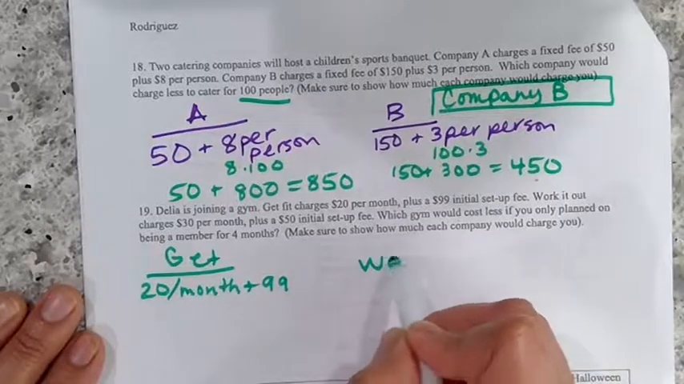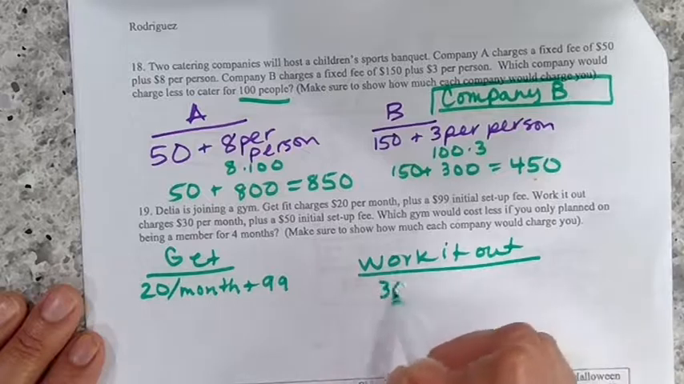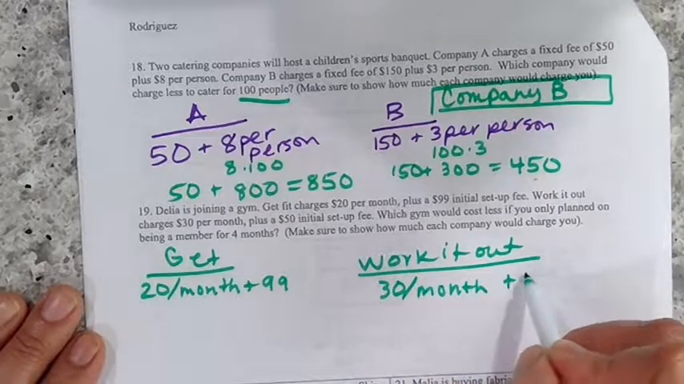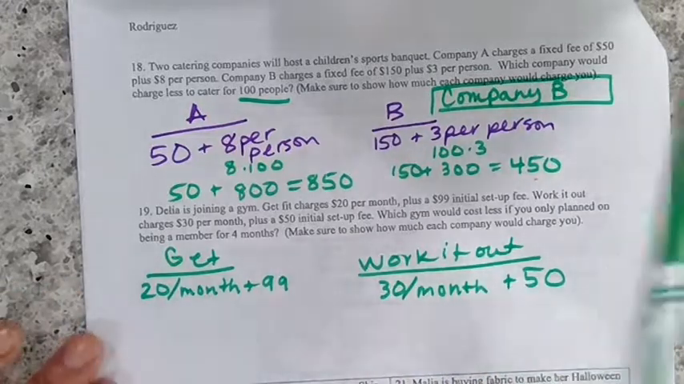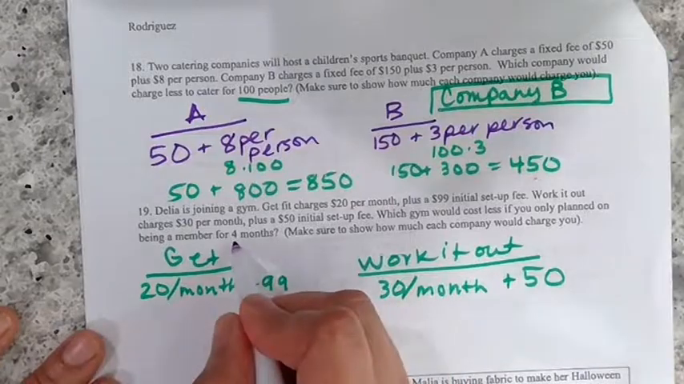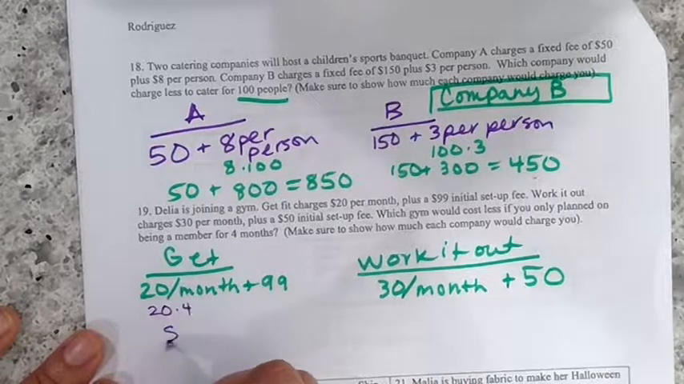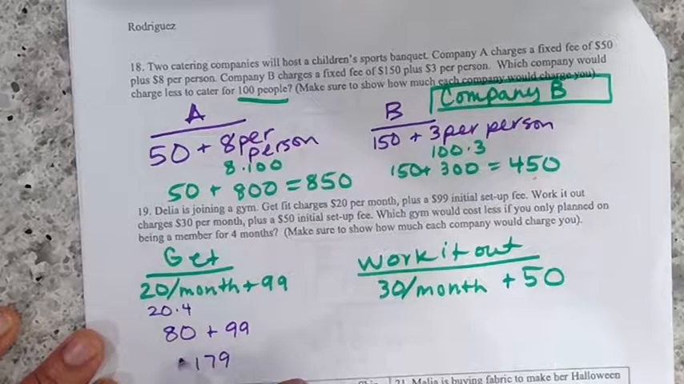Work It Out charges $30 per month plus a $50 initial setup fee, which would cost you less if you only plan on being a member for 4 months. Well, if you're only going to be a member for 4 months, this is going to be 20 times 4, that's $80. 80 plus that 99 is $179.